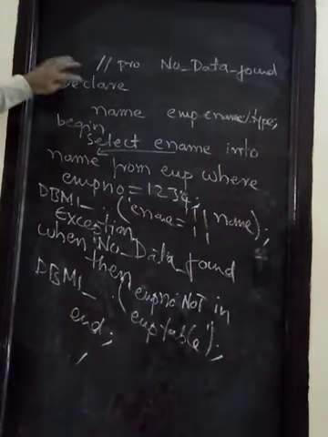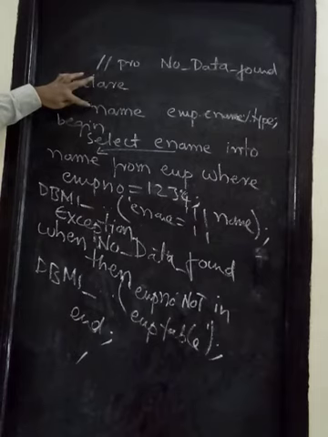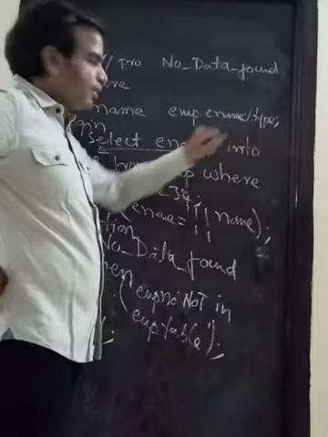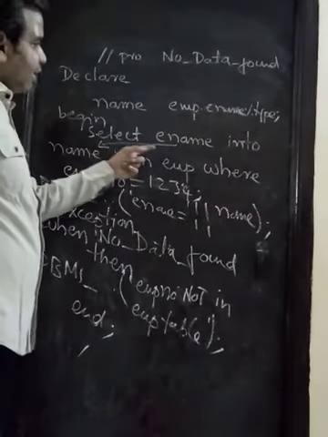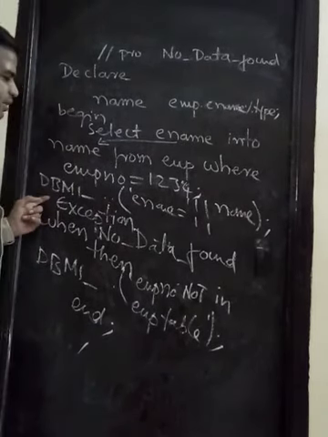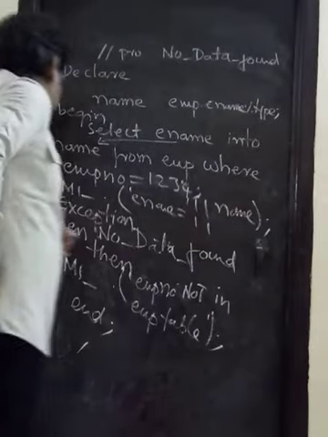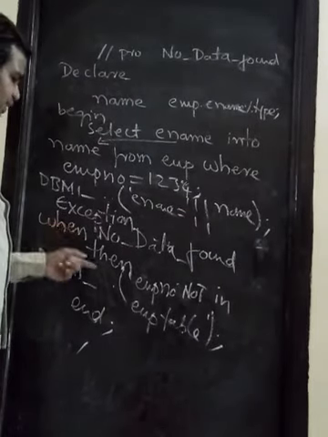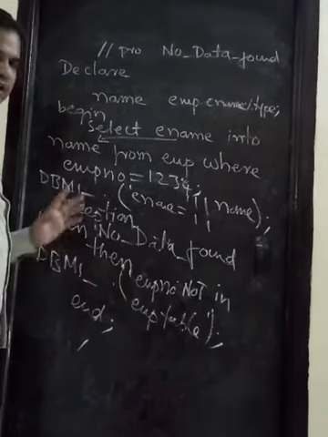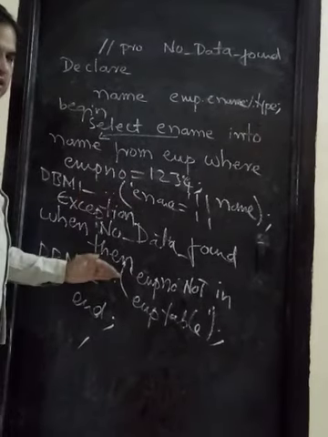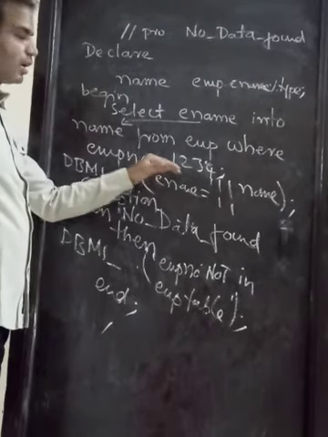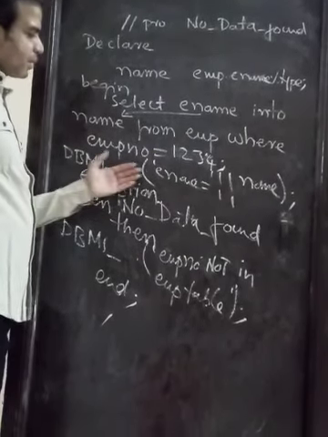First declare, this is a column name or here a variable. This variable structure we are copying from the employee table, employee name, with the help of the percentage type attribute. Then begin, select employee name, we are storing into name from EMP where employee number equals 1234, DBMS_OUTPUT employee name is equal to name. Then exception, when no data found, then DBMS employee number not in employee table. If the employee number is not there, this exception will be raised. Suppose you specify 7788, 7788 will be there. At that time the exception will not rise, it will display that employee name.